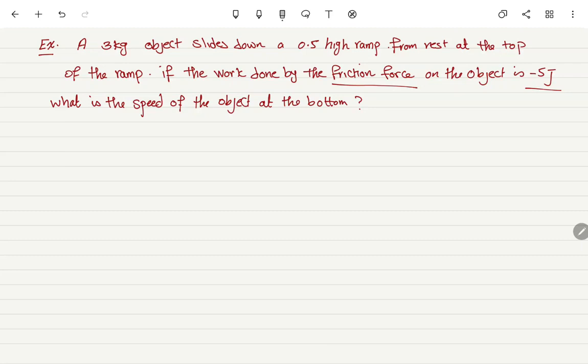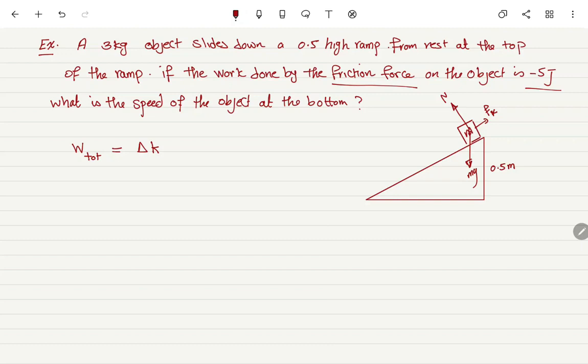Back to our example here, we have a ramp. As we can see here, here's the mass m. Now the height here is 0.5 meters, and we have frictional force in this one here. Now the forces acting on this object, we have mg, we have the normal force. To solve this one here, work total equal to delta K, the change in kinetic energy.